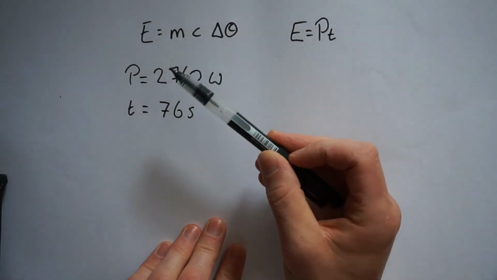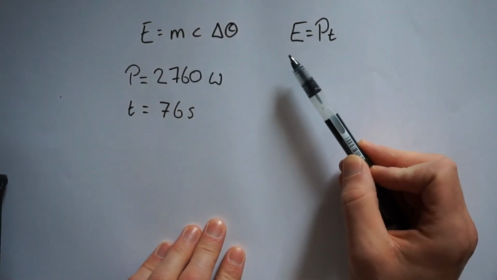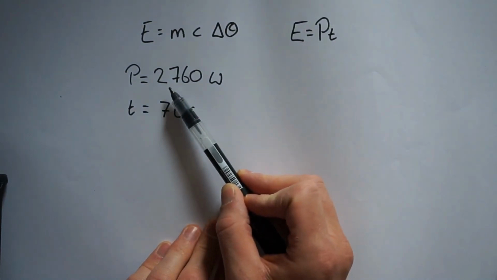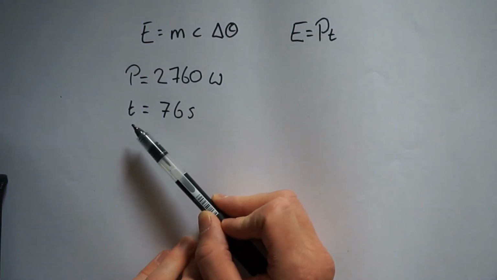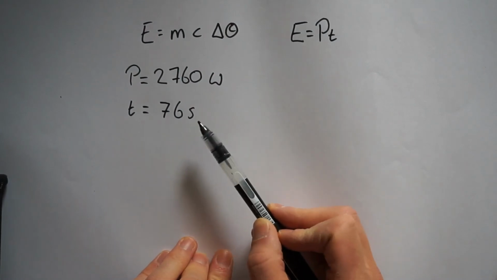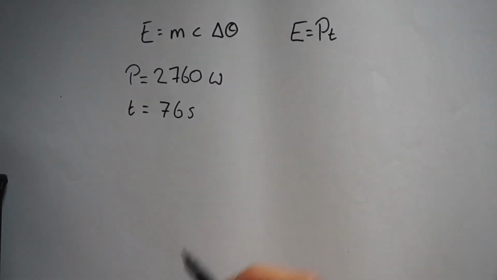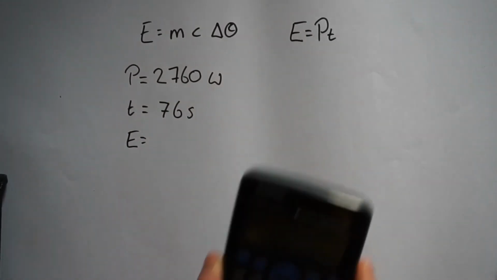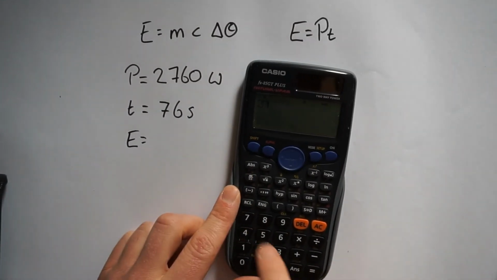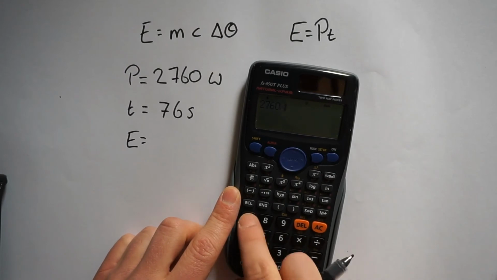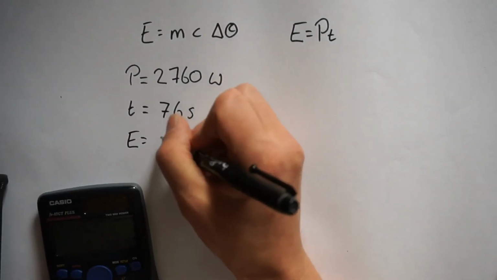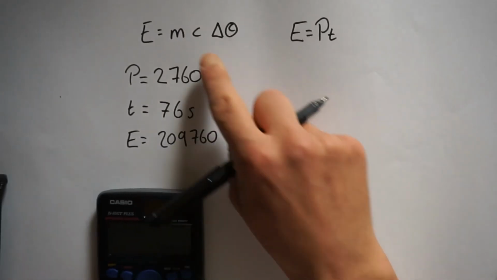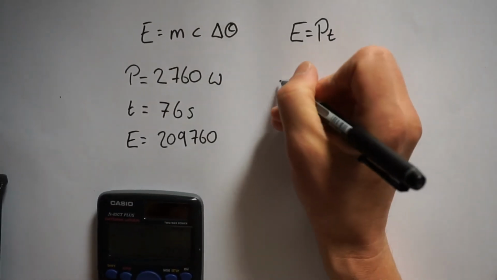So now I've taken my data, I'm just going to use our equation E equals mcΔθ. Energy is equal to power times time. My power in was 2,760 watts. My time was 76 seconds. Remember, time has to be in seconds. So I want to work out how much energy I put in. It's just these two values times together. So 2,760 times 76 gives us 209,760.